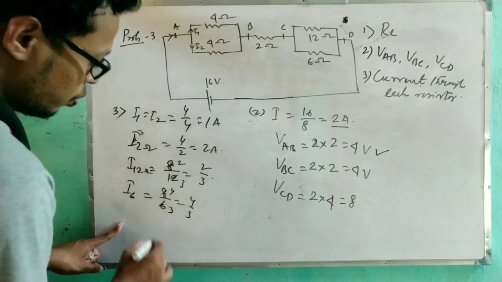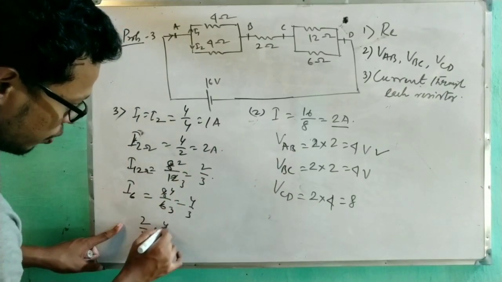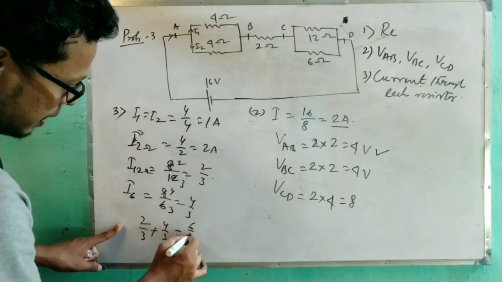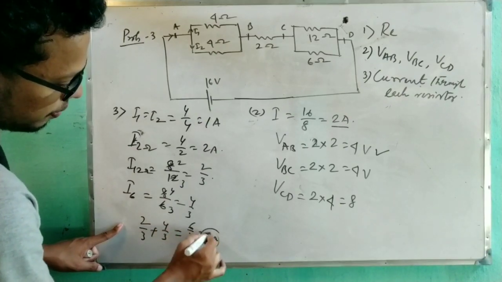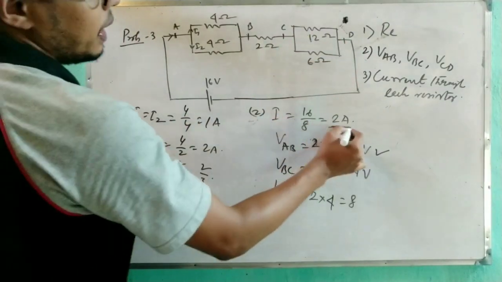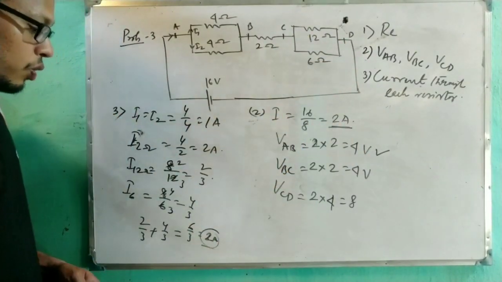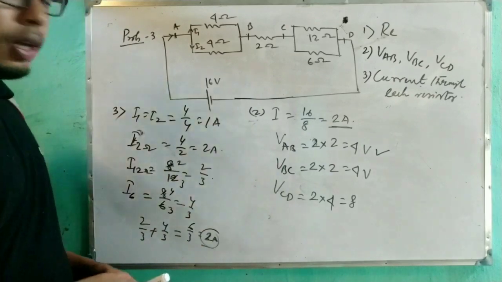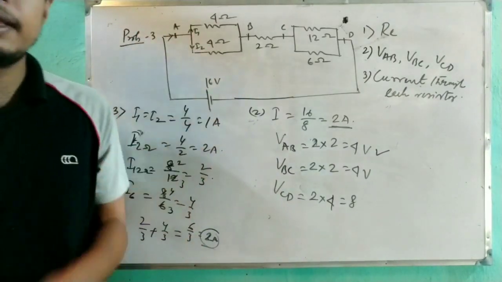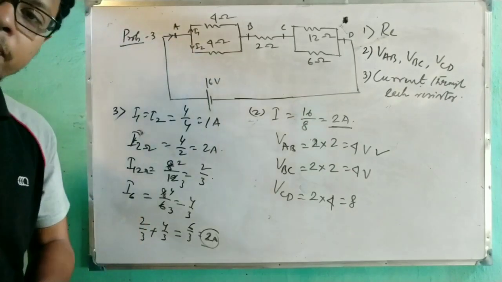Now you add 2 ohm will come. 2 by 3 plus 4 by 3. How much it is coming? So it is 6 by 3 means 2 ampere. Clear? Total 2 ampere current is flowing. See, total current is 2 ampere. So also we get the individual current, means current flows through each resistor. This is also one type of problem.